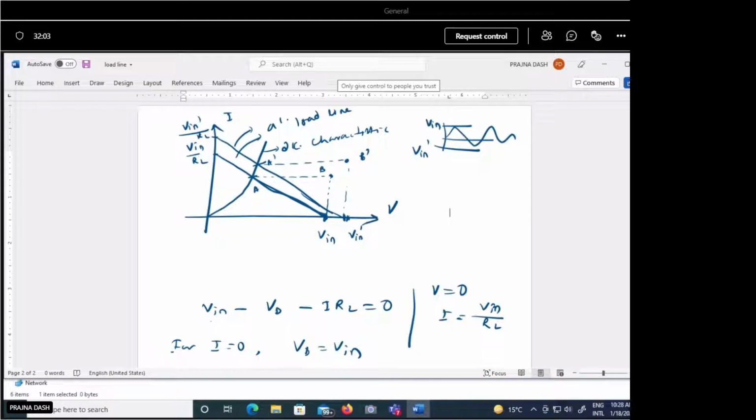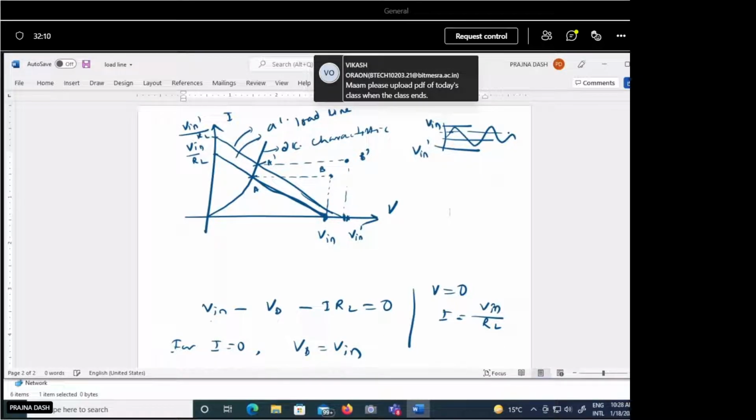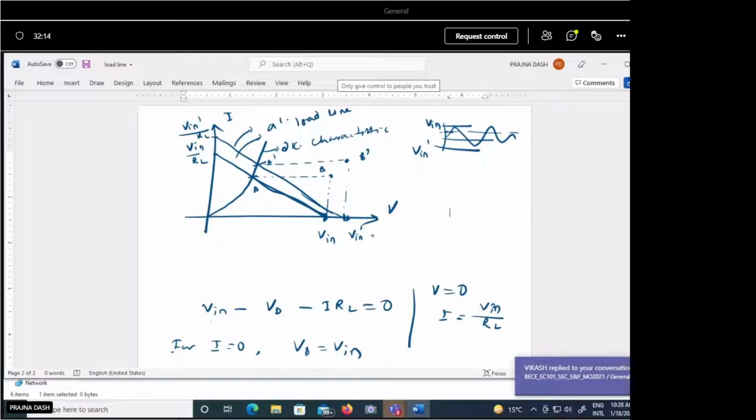Because the voltage is alternating, suppose at this particular voltage you calculate the load line; at another point the voltage may have a different value, so another load line can be obtained. So in the AC condition, when we apply an AC voltage, we are not getting a fixed load line. The load line also varies, but the load lines are parallel to each other.